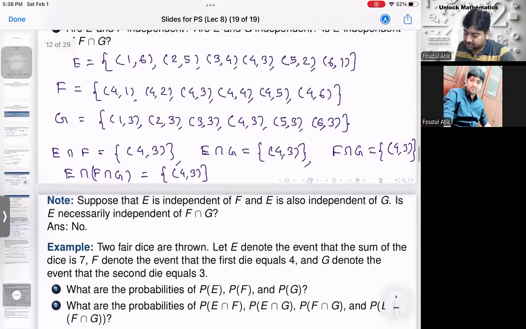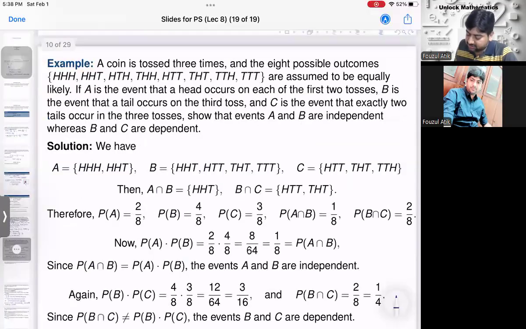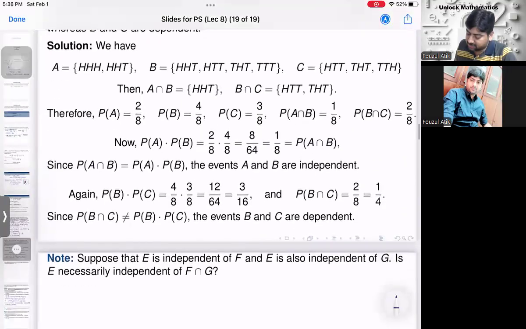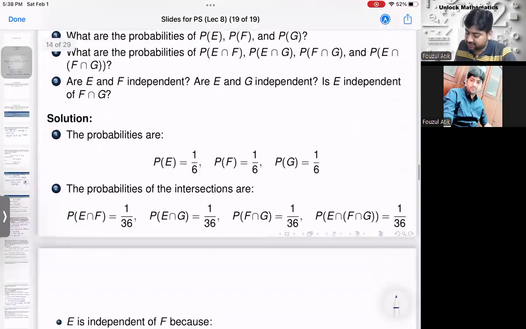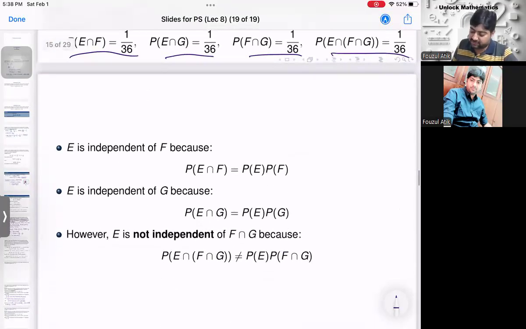So as you see, maybe I'll show you directly the answer. The probability of the events E, F, G, all of them are 1 by 6, 1 by 6, 1 by 6. And E intersection F is 1 by 36. All of them are 1 by 36, like that. And therefore, we can see that P of E intersection F equals P of E into P of F. P of E intersection G is P of E into P of G. So they are independent, right?